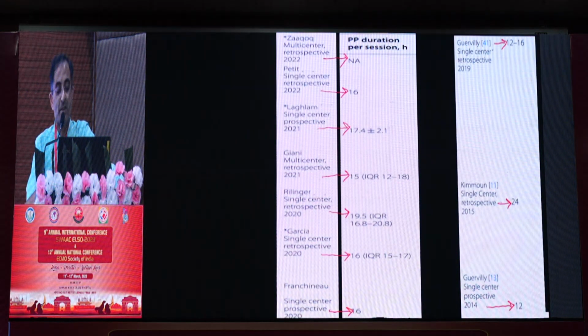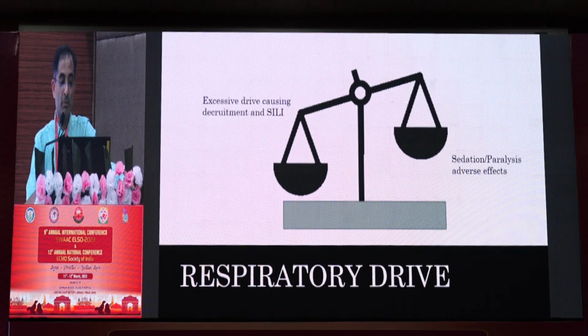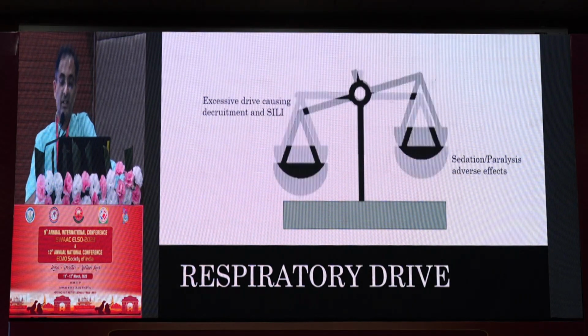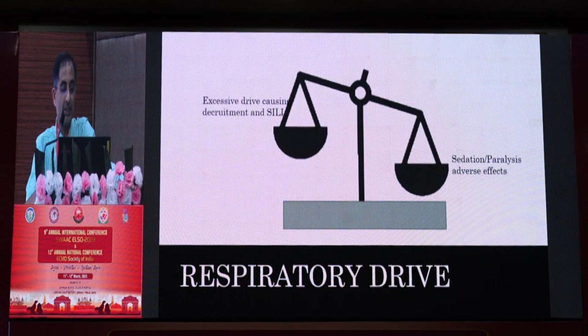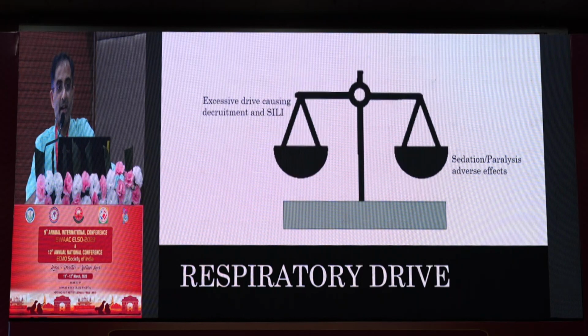A number of single center, non-randomized trials with ECMO patients in prone position have used different time durations, and most of them have used beyond 15 hours. At least those studies done after 2015 have used durations of about 15 to 24 hours, and there seems to be some benefit in terms of better oxygenation and perhaps a little more sustained improvement in the PaO2 to FiO2 ratio.